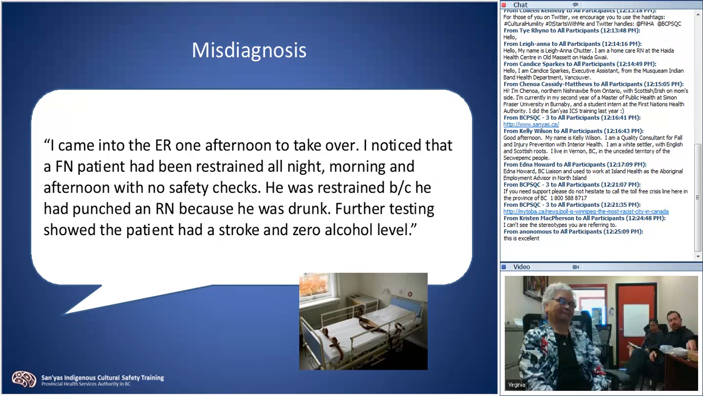The next is misdiagnosis. It's also very common for Indigenous people to be misdiagnosed based on stereotypes around alcohol. Here's one example. "I came into the ER one afternoon to take over, and I noticed that a First Nations patient had been restrained all night, morning and afternoon, with no safety checks. He was restrained because he had punched an RN because he was drunk. Further testing revealed that the patient had a stroke and 0 alcohol level."